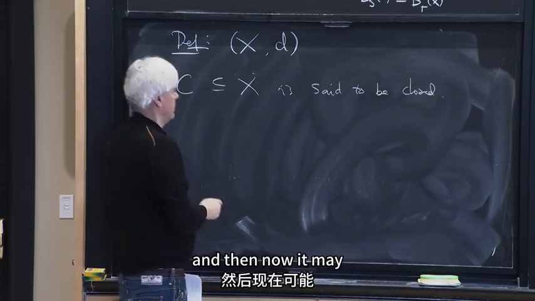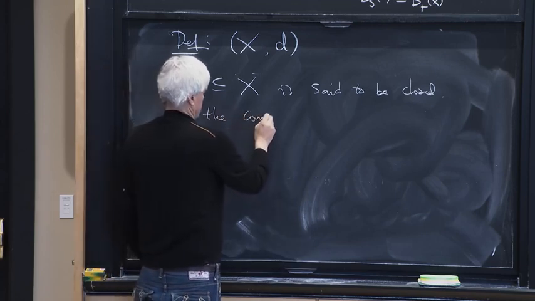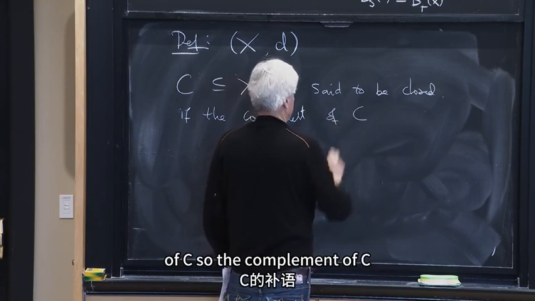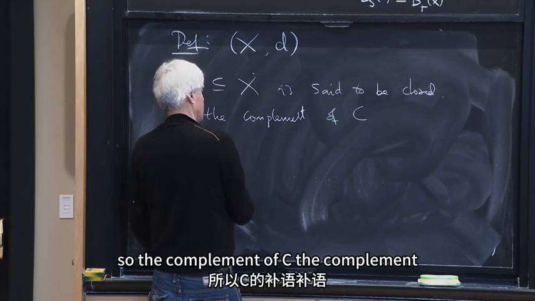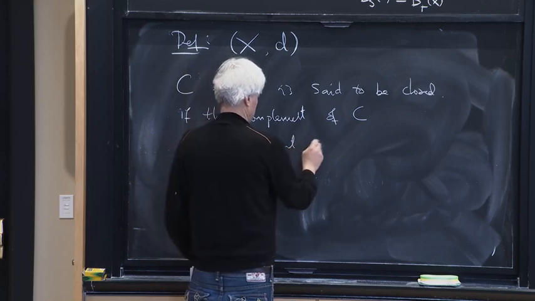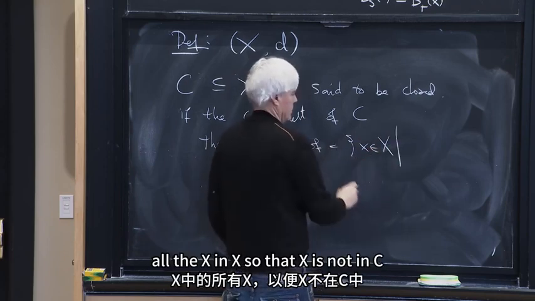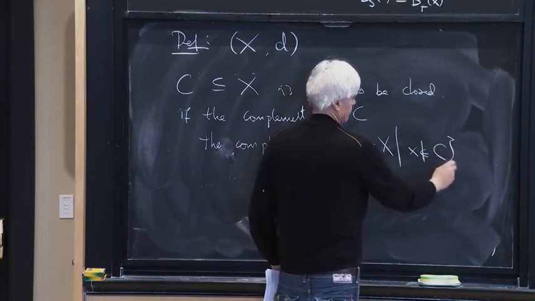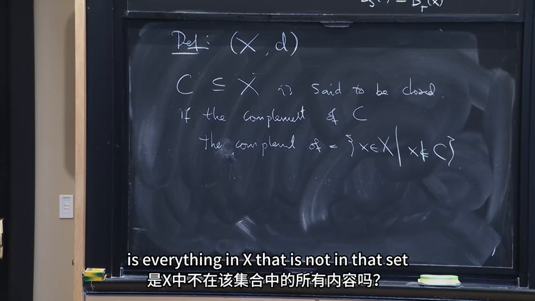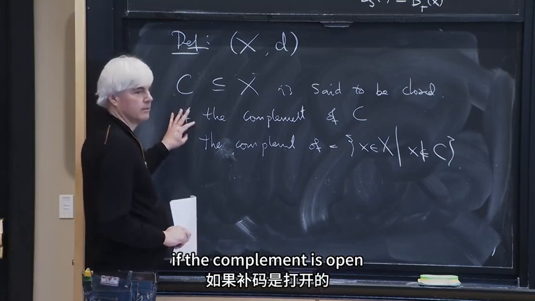And now it may seem almost cheating. A set is said to be closed if the complement is open. So the complement of C is all the x in X such that x is not in C. So the complement of a set is everything in X that is not in that set. And a set is said to be closed if the complement is open.